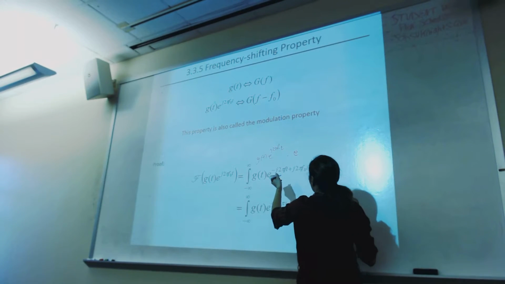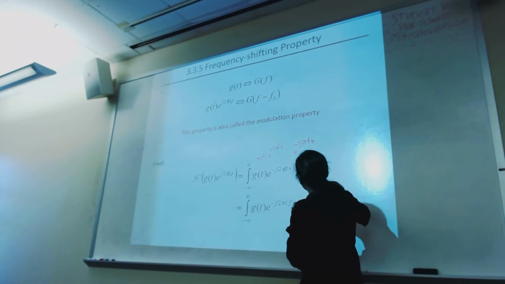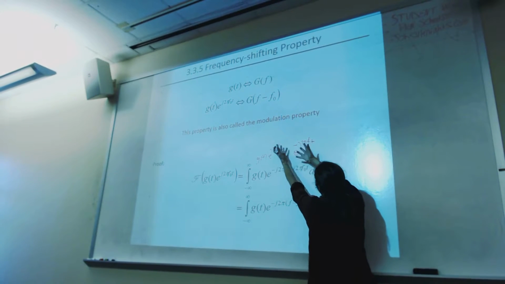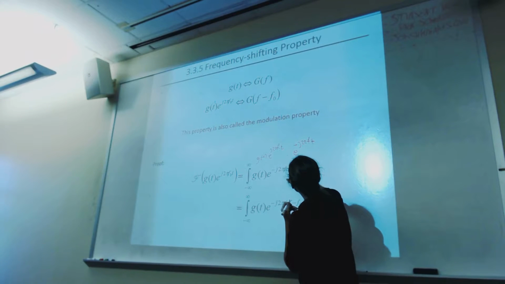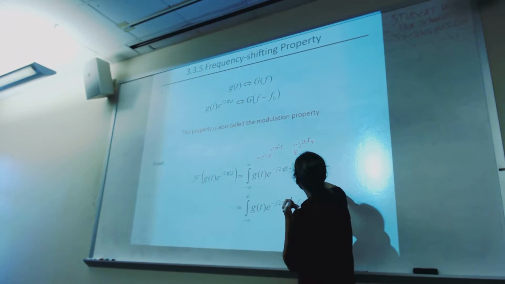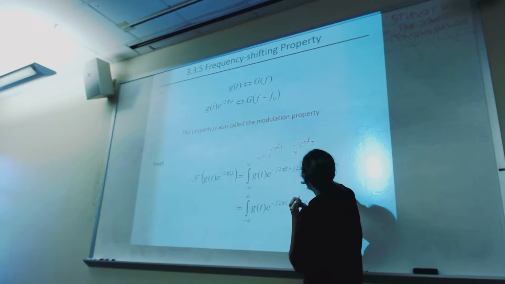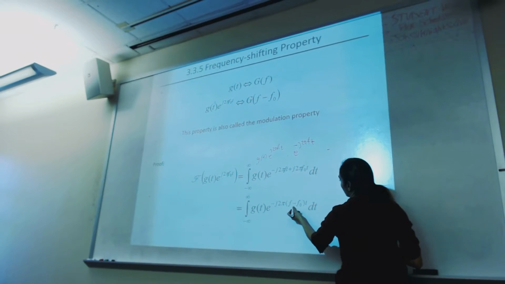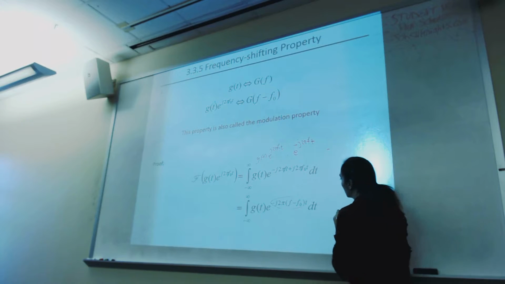Times the usual exponential term that we have, e to the minus j 2 pi f t. Okay, so now you have two exponentials multiplied together, so just add the exponents: minus j 2 pi f t and then plus j 2 pi f naught t. Factor t out of both of them. So therefore you get this, taking t out and factoring the exponent like that.